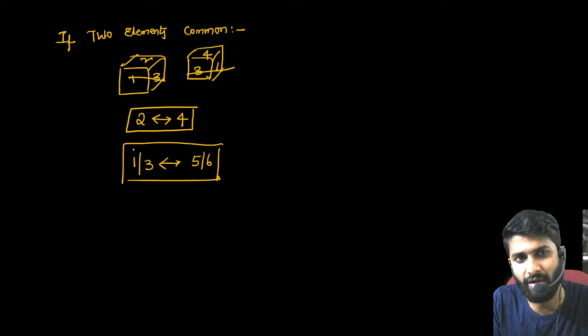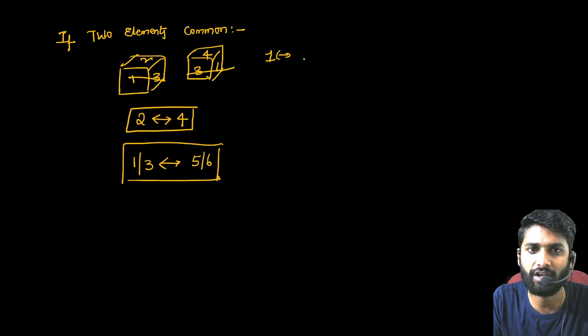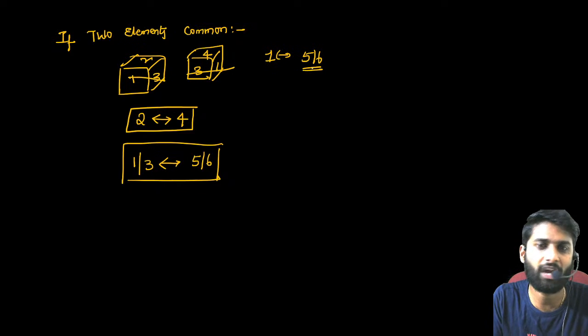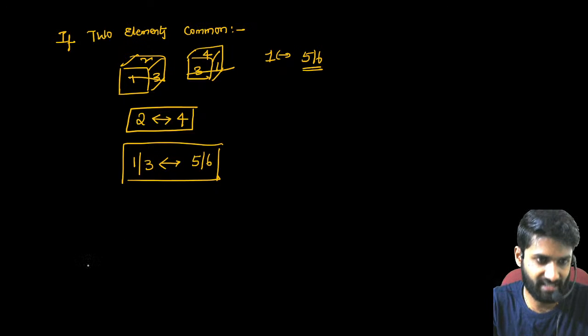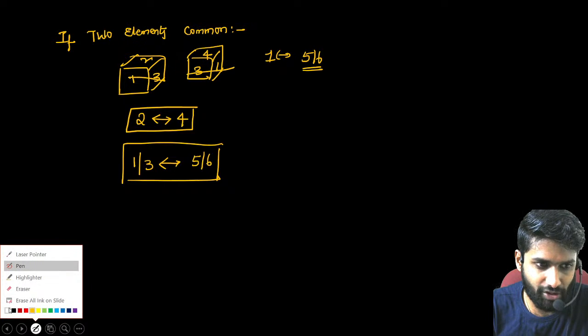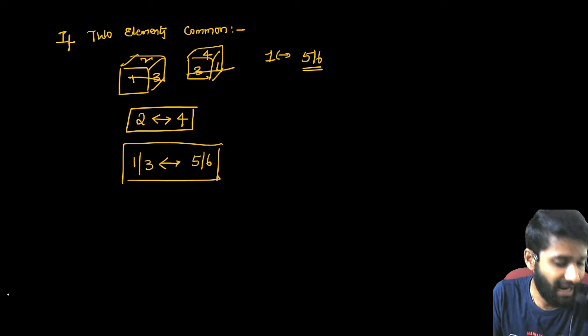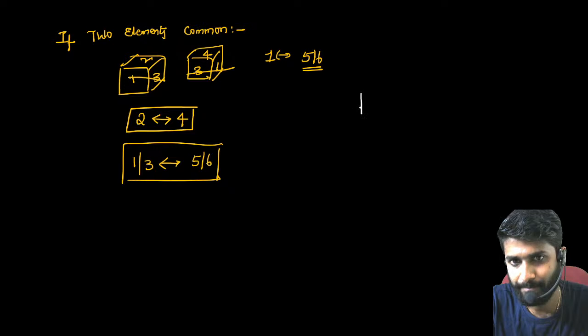For example, from this question, what is the opposite pair of 1? The answer is either 5 or 6. We cannot define a single answer, so you can choose the answer as can't be defined. So that is the thing. If two elements are common, eliminate those two common elements and the remaining are the perfect opposite pair.